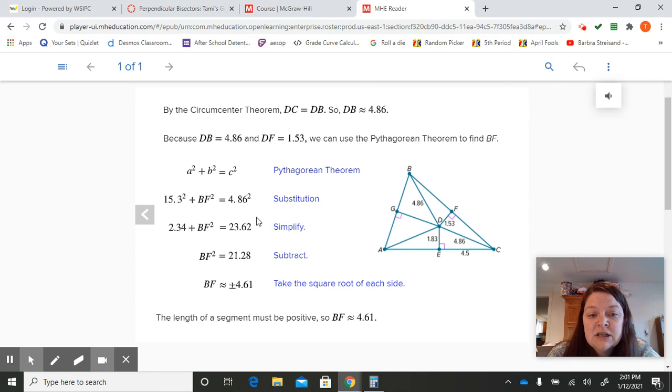So we're going to substitute in the stuff we know. The 4.86 is our C squared. The 1.53 is A squared. So we plug those in, square them, subtract 2.34 from both sides, and we get 21.28. Take the square root and we get plus or minus 4.61. Again, we don't need to worry about the negative because it's not going to be negative. So 4.61 is our length here for BF.